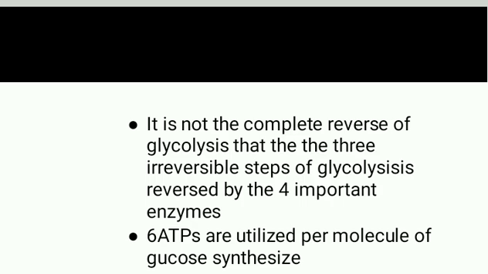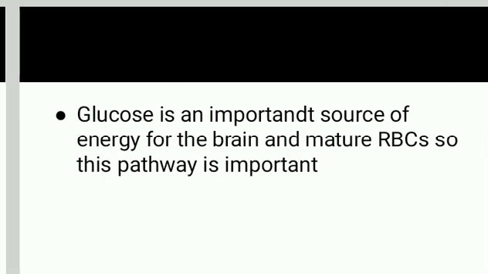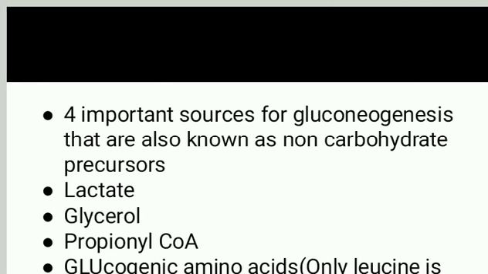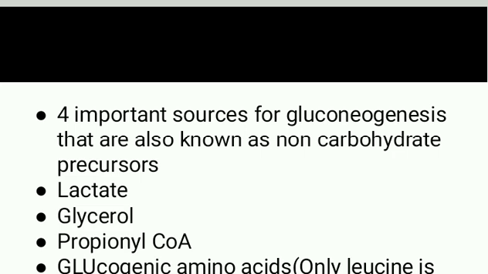6 ATPs are utilized per molecule of the glucose synthesized. This process is a source of glucose in starvation. When we do not eat food for 6 to 8 hours, then our body starts to degrade amino acids, propionyl CoA and the other precursors other than the carbohydrate sources, and forms the glucose molecules. And we know that glucose is the most important molecule in our body for providing energy, and especially our brain and red blood cells require glucose for their proper functioning and for their proper health.